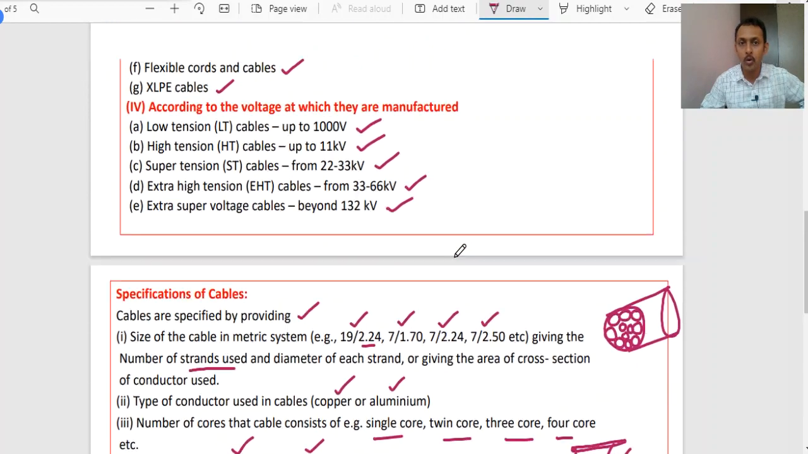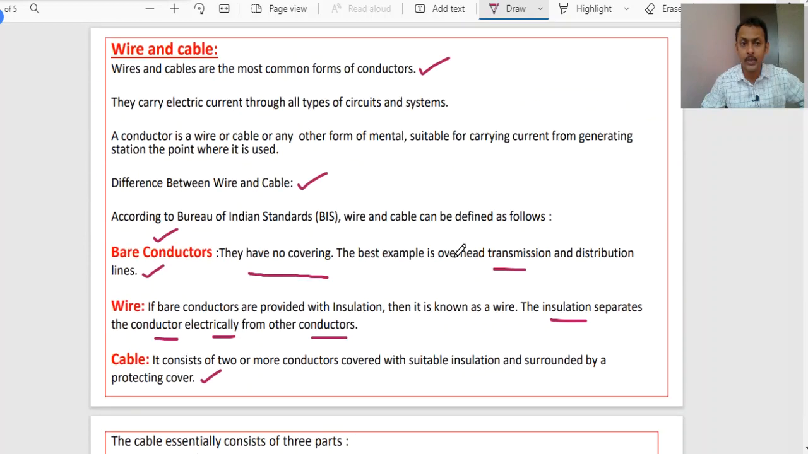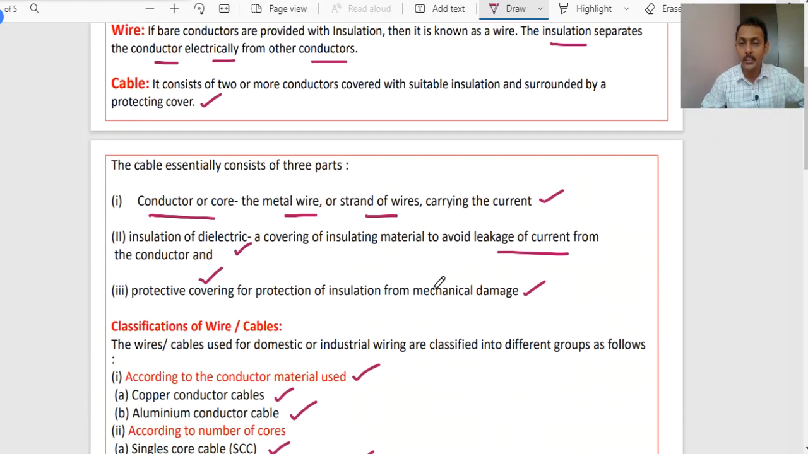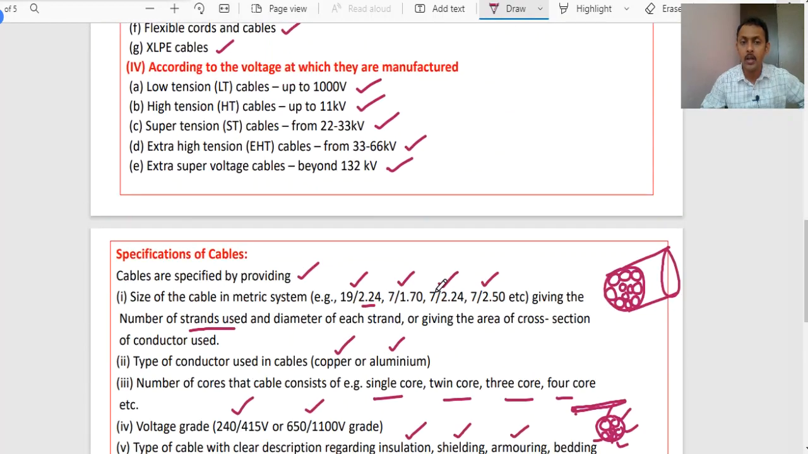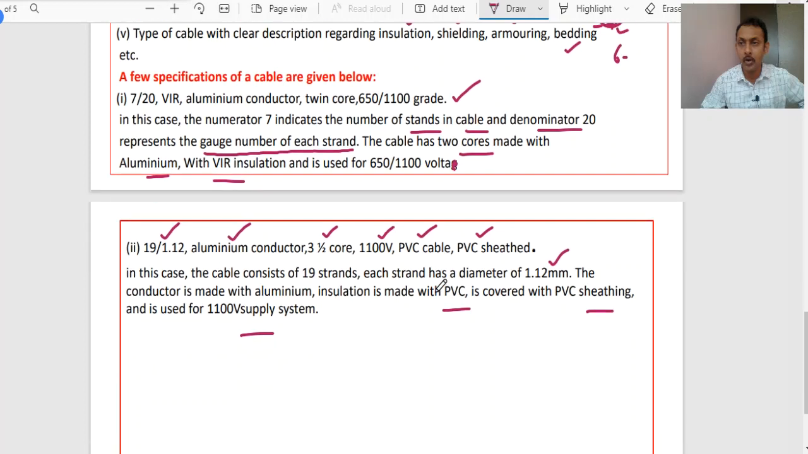So in this video we have seen the difference between the wire, the cable and the bare conductor, what is its purpose, how they are classified, and what the specifications are. All those things we have discussed in this video, right?